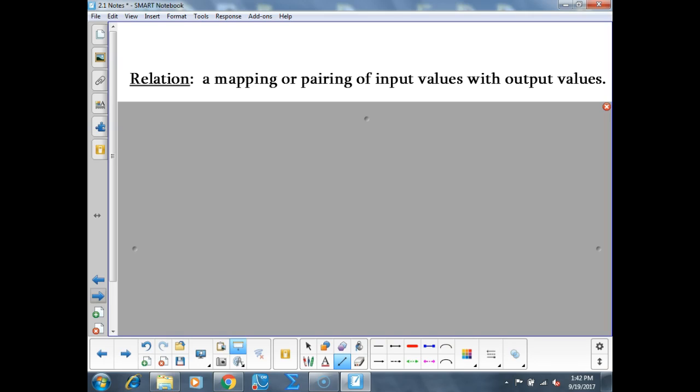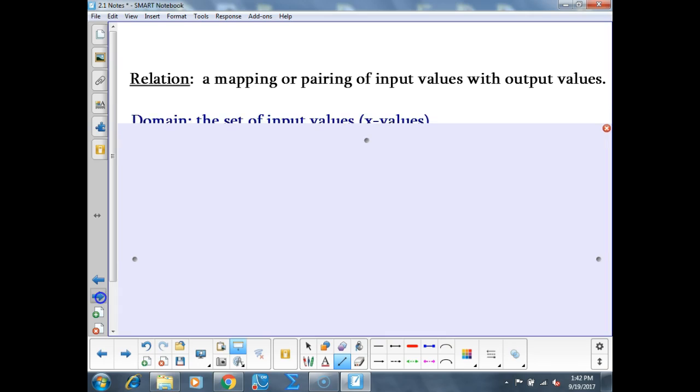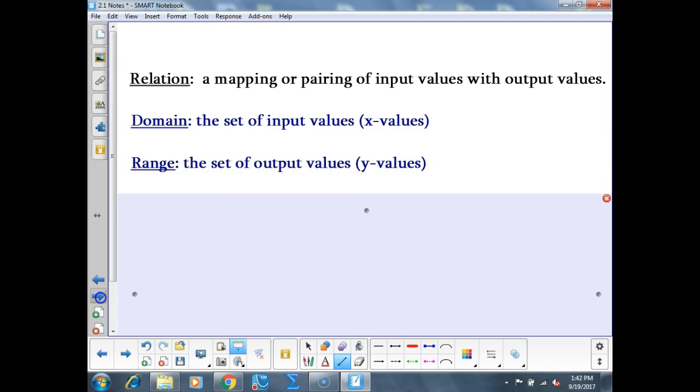With relations come 2 wonderful components. The first one is the domain. We can find the domain of a relation by listing all the input values. That's your x's. What's going into the function? We can find the range then by getting all the output values. So domains are x's, range are y's.